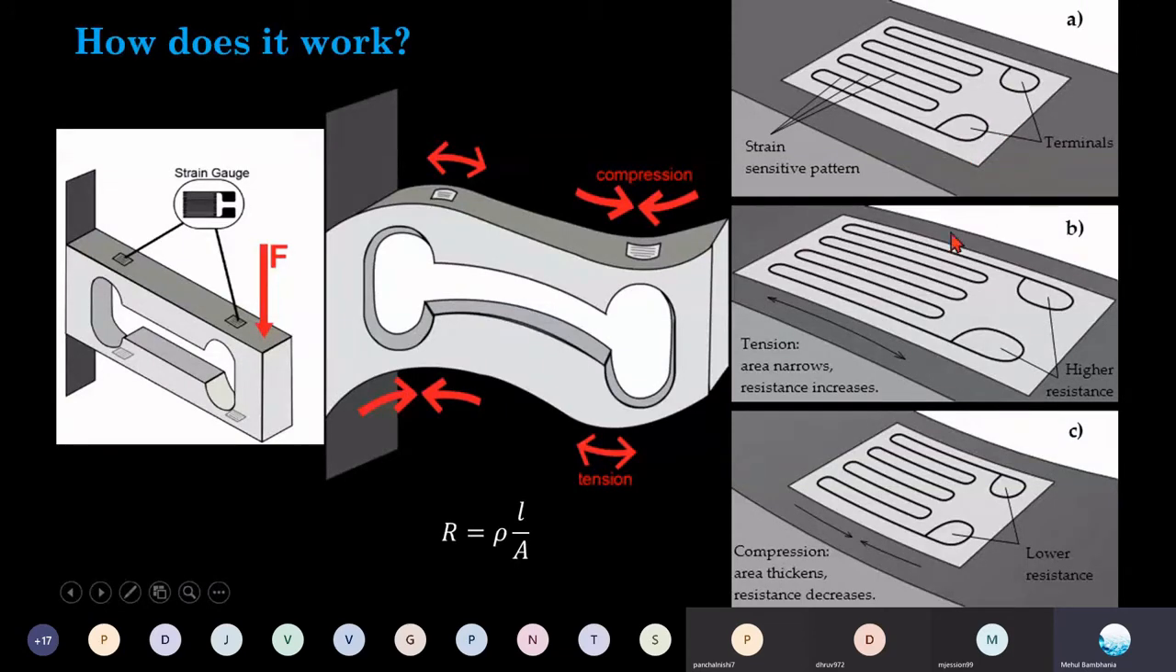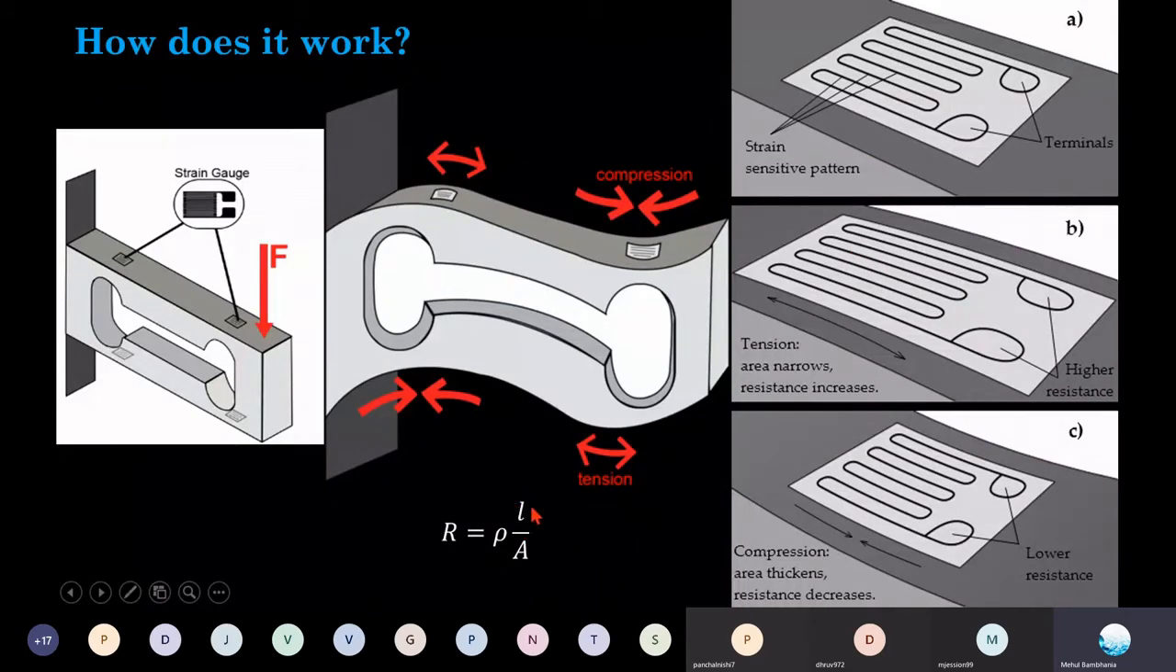Now, when the strain gauge comes under tensile stress, diagram B indicates the tensile stress condition. So this one experiences the tensile stress condition. During the tensile stress, due to the tensile load, this resistive circuit will elongate, and total elongation in terms of length, obviously.